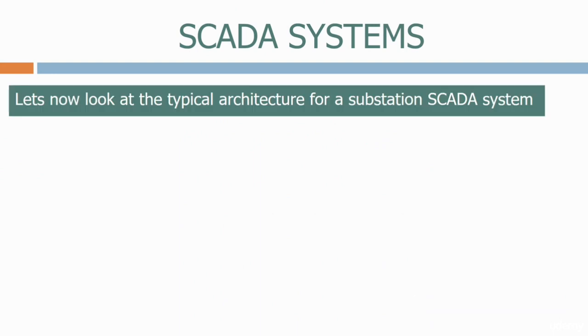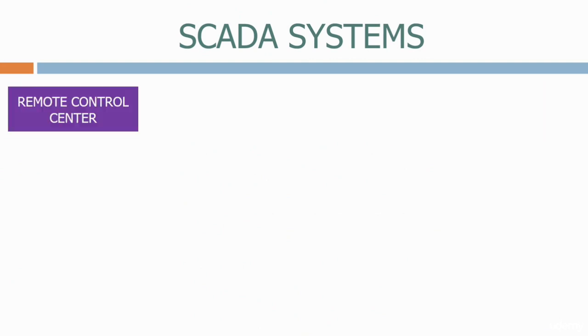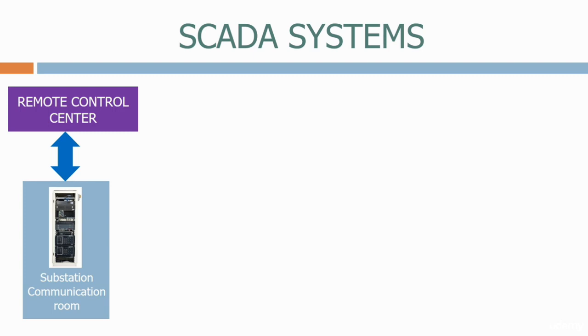Let's now look at the typical architecture for a substation SCADA system. Firstly, we have the remote control centre as seen previously. This connects via the communication channel to the substation communication room that holds all the panels that interface with the fibre optic system. This is where all the fibre optic communication cables are terminated.